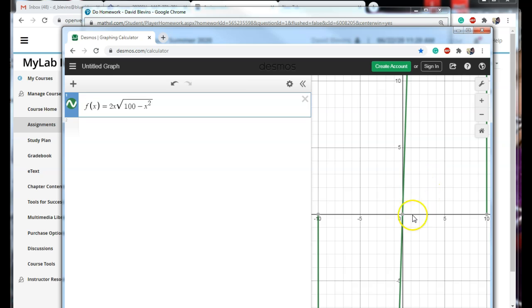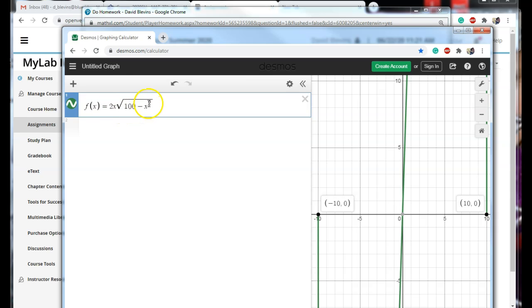I'm going to scroll out just a tiny little bit so I can click on those. Those are the endpoints of our domain because I am squaring the x coordinates and then subtracting them from 100. So 100, the square root of that is 10 or negative 10. Either of those two that I square, 10 or negative 10, would give me 100 minus 100. And that's the square root of 0. The square root of 0 is 0.